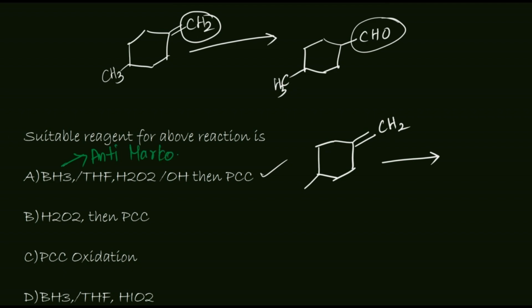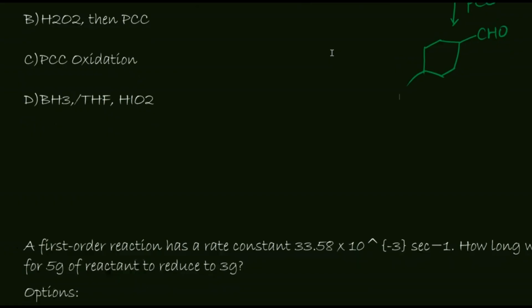correct? Anti-Markovnikov syn addition. So OH will go as CH2OH and hydrogen will get attached over here. Then as the next step, PCC. PCC is a mild oxidizing agent, so we can easily convert primary alcohol to aldehyde. So the answer to this question is option A.